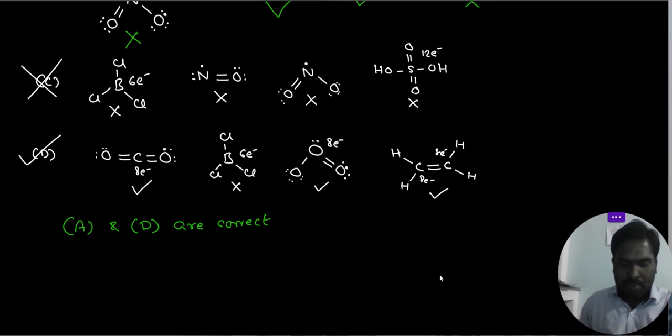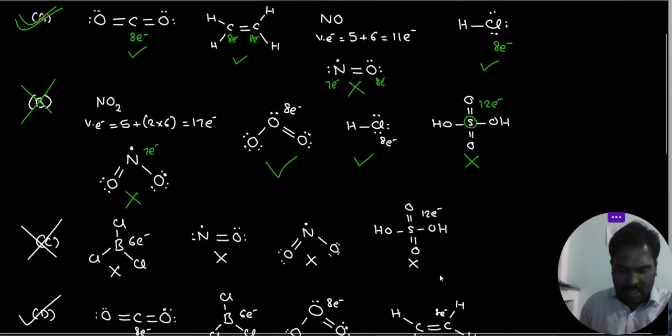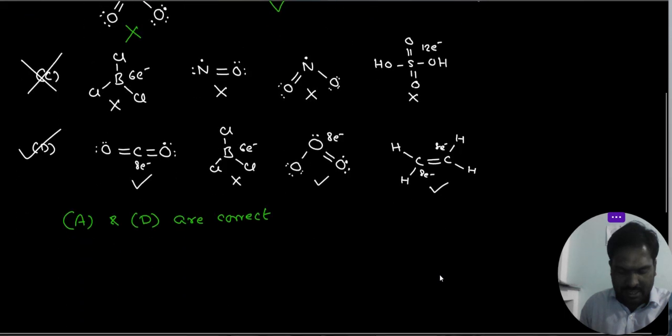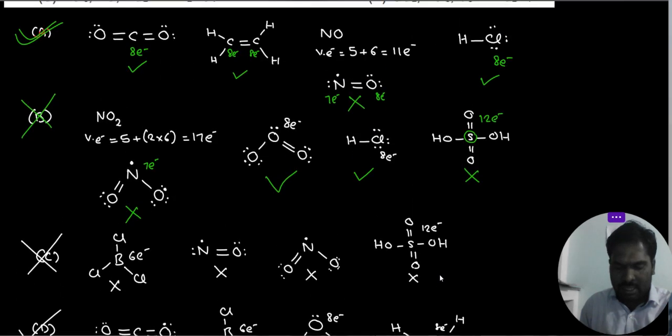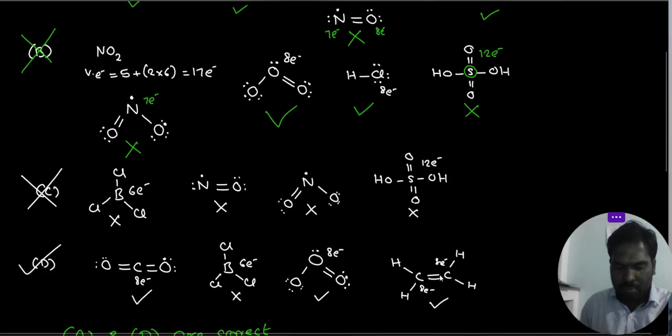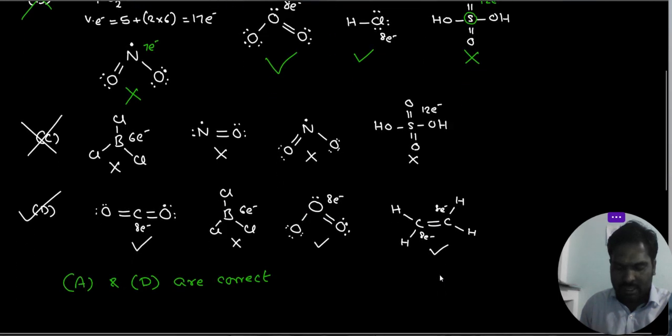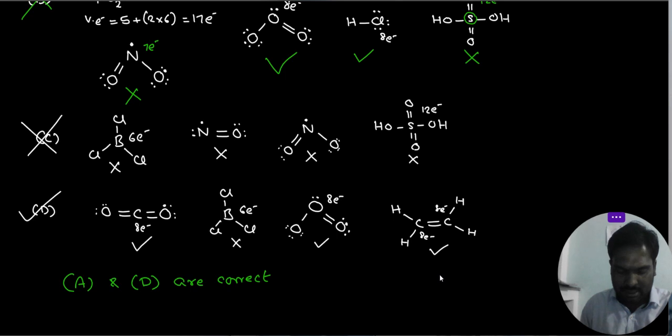So now, among the 4 options, which list of compounds is right? A is right, D is right. Understood? A and D are correct. Clear? In option A, among the 4, 3 obey; in B, only 2 obey; in C, none of them obey; in D, 3 obey. At least 3 needed. That's why A and D are correct. So I hope everyone understood this one.